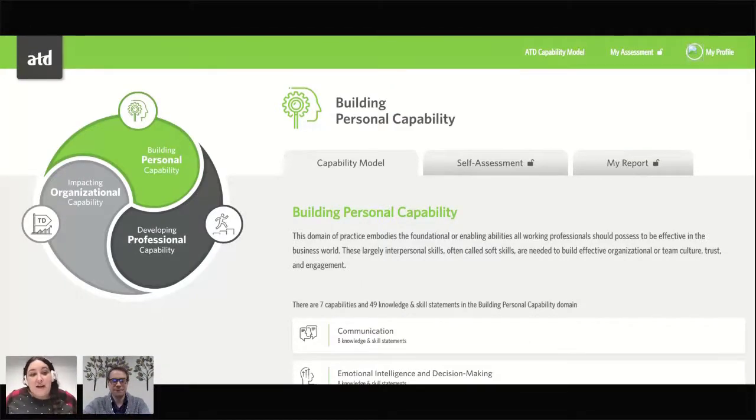All right. Can everyone see the capability model? I do have it on the screen, I think. And if you would like to explore it on your own, I made a little button below the video, the ATD Capability Model, that you can click on and open for yourself.